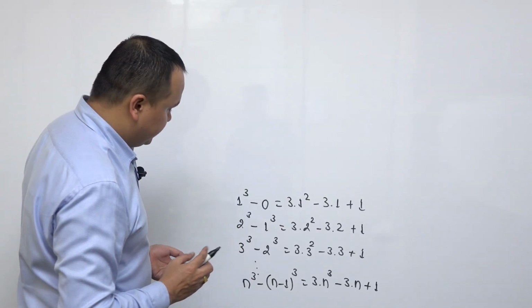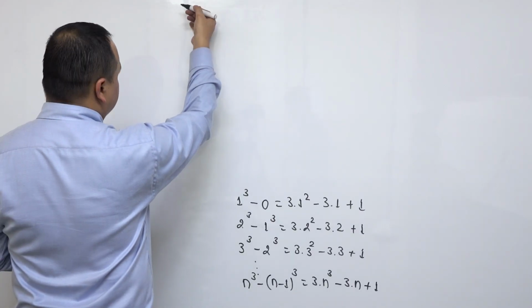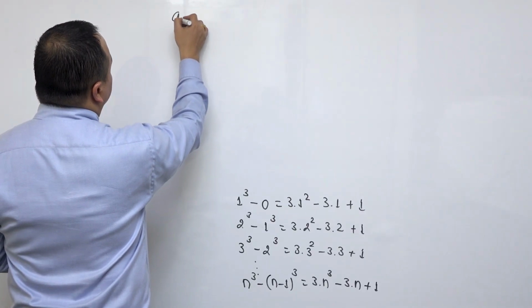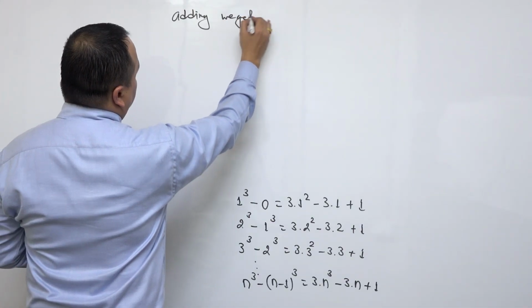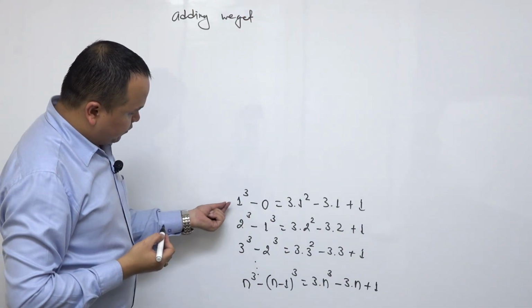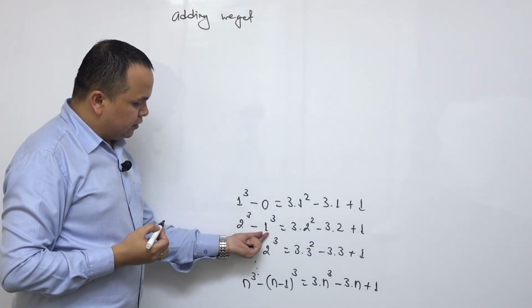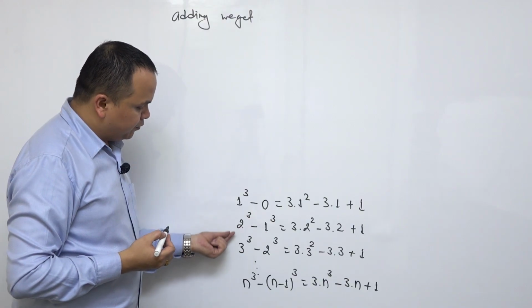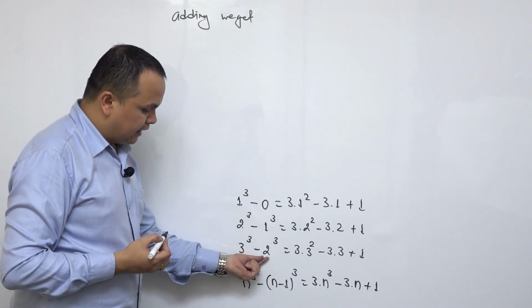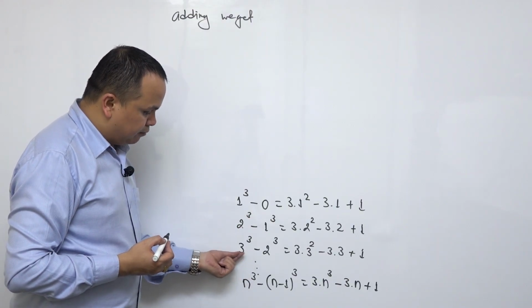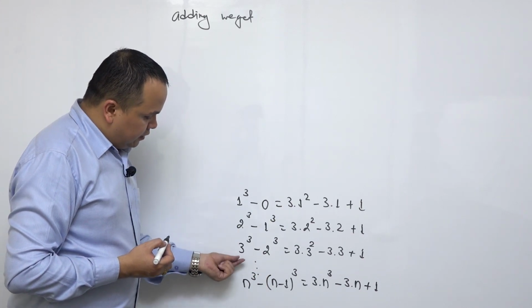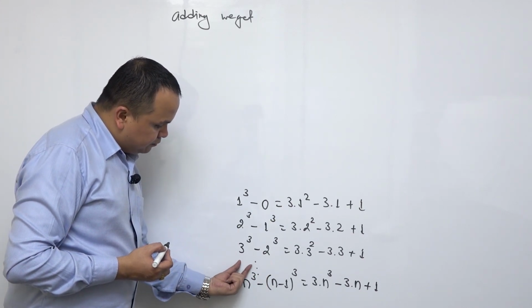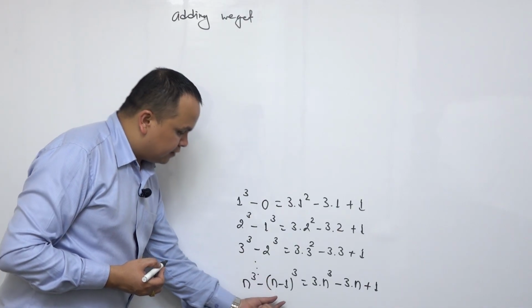Adding vertically, we get: here 1 cube minus 1 cube cancel. Similarly, 2 cube minus 2 cube cancel. 3 cube minus 3 cube cancel. Similarly, n minus 1 cube minus n minus 1 cube cancel.